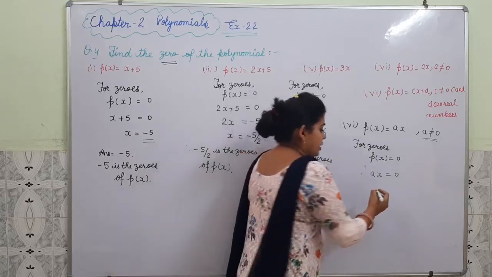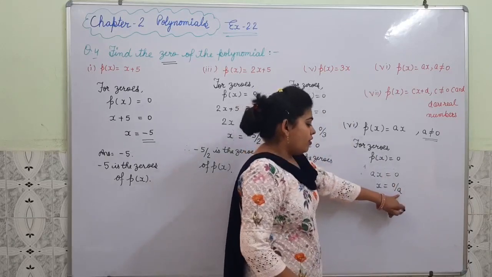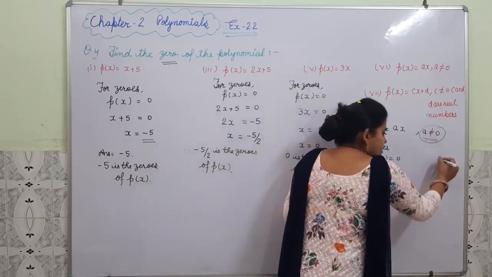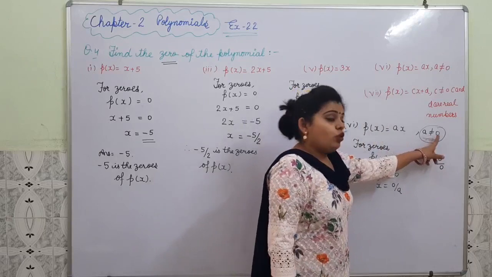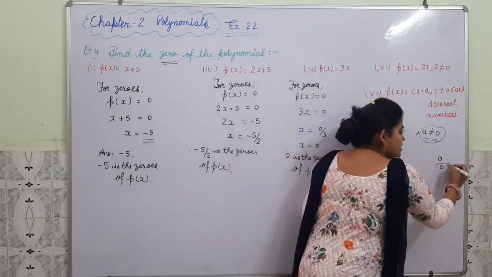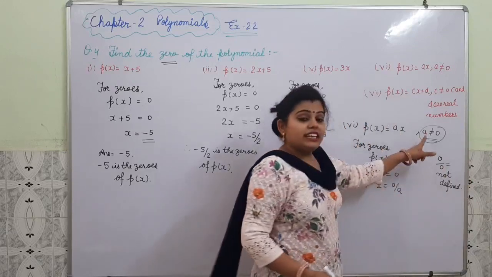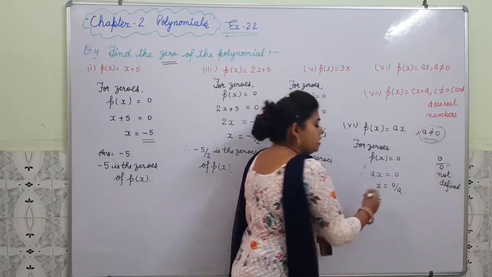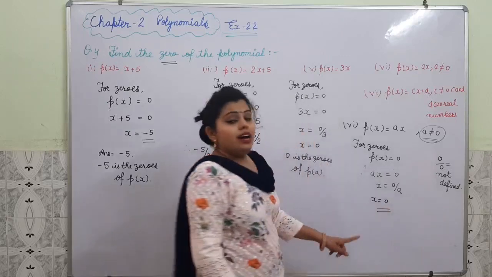We can write it as x equals 0 by a. Now our condition is that a is not equal to 0. If a were equal to 0, then we would get 0 by 0, and it is not defined. That's why the statement gives that a is not equal to 0. So from here x is equal to 0 by a, which means x is equal to 0. This is the sixth part.